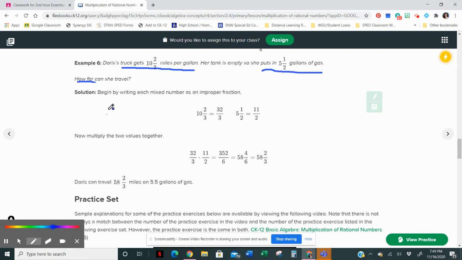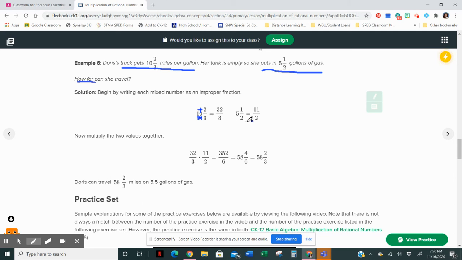Before I can start though, I need to write each mixed number as an improper fraction. So I need to take 10 2/3 and convert it into an improper fraction. I do that by taking my denominator, 3, and multiplying it times the whole number of 10. 3 times 10 is 30. And then I'm going to add those 2 remaining ones at top. So plus 2 is 32. So when you're converting a mixed number into an improper fraction, you multiply the bottom times the whole number and then add the numerator.